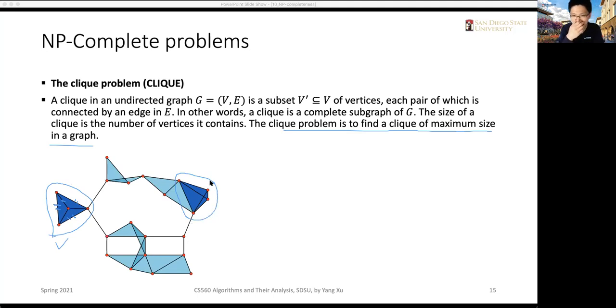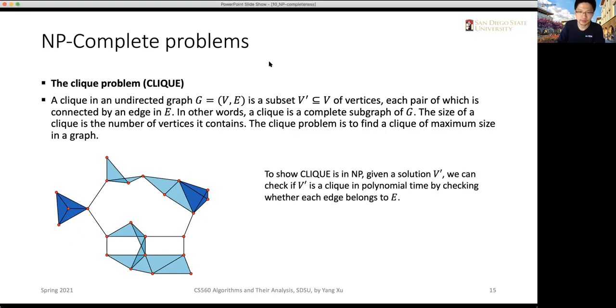So the problem is, how do we find a clique of maximum size? It turns out to be an NP-complete problem. It's not an easy one. But to verify whether a solution is true is quite easy, right? We just check each edge. If there's one edge that breaks the rule, then it's not a solution. If all edges belong to E, then we say this is a solution. So verifying a solution is always easy.